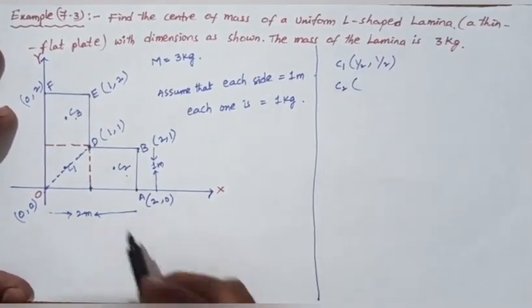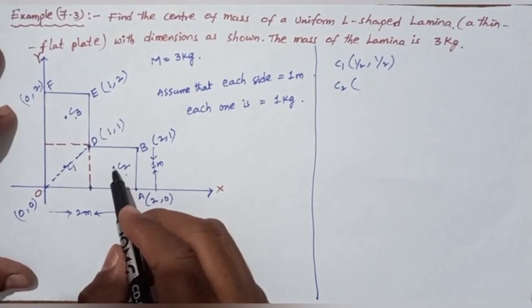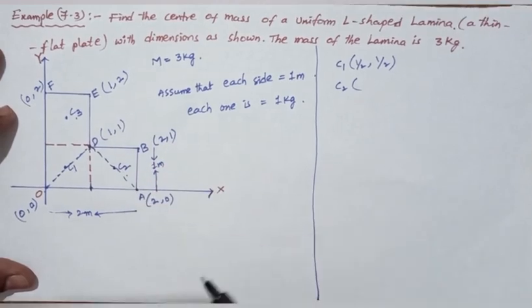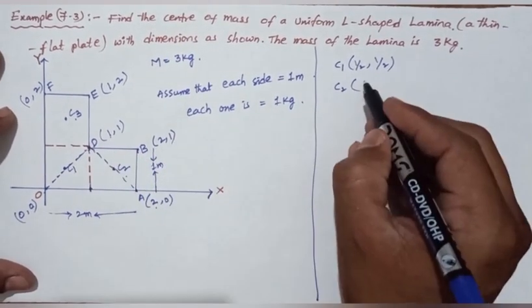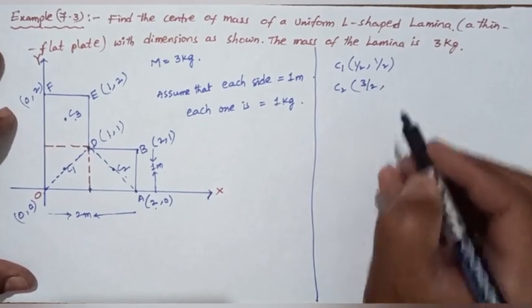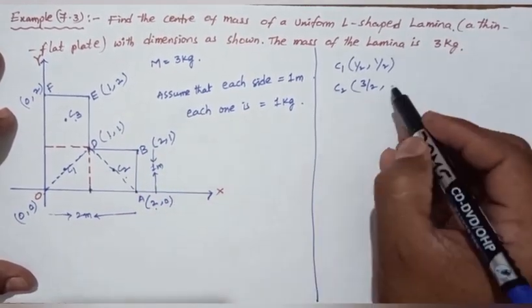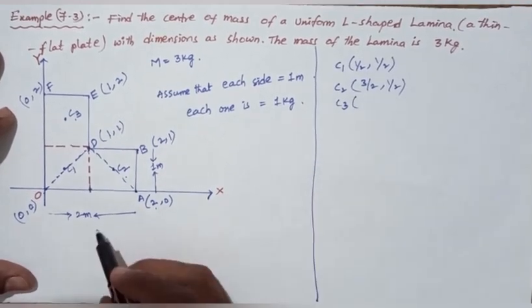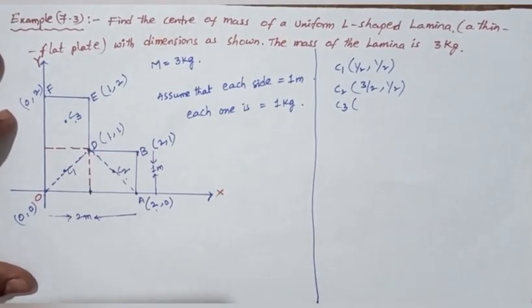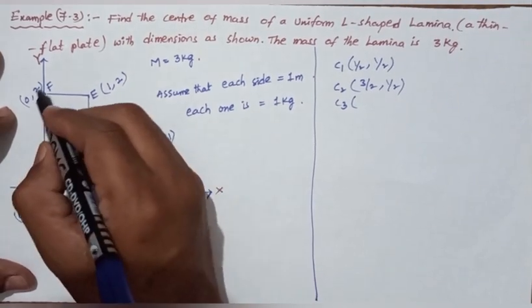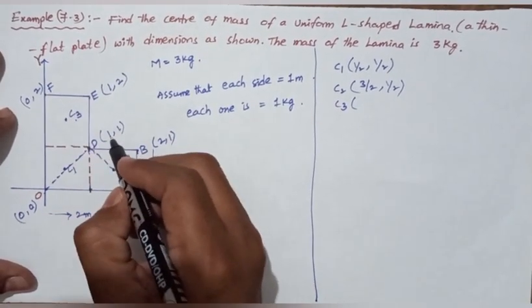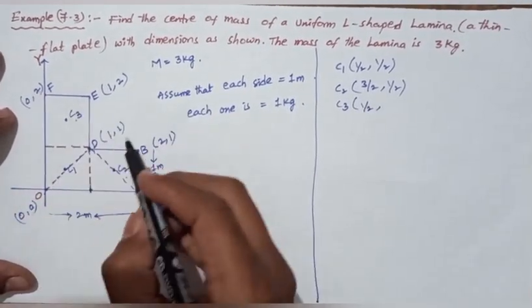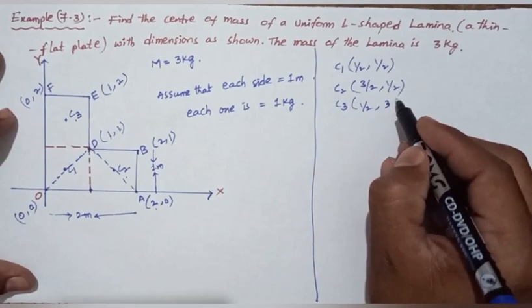And C2 point, where is C2? So this is the diagonal. What is 2 plus 1, 3 by 2, and 1 plus 0 by 2, so it is 1 by 2. Again, C3, where is C3? C3 is between 1 comma 1 and 0 comma 2. So 1 plus 0, 1 by 2, comma 2 plus 1, 3 by 2.